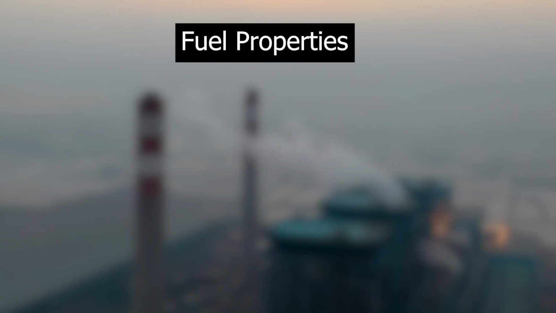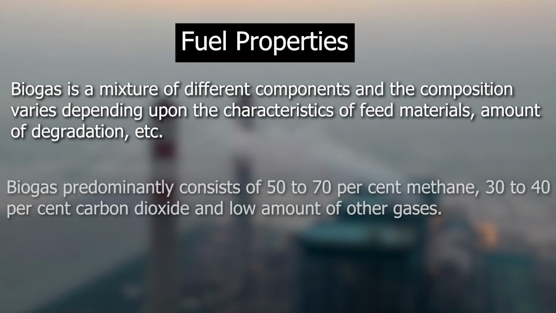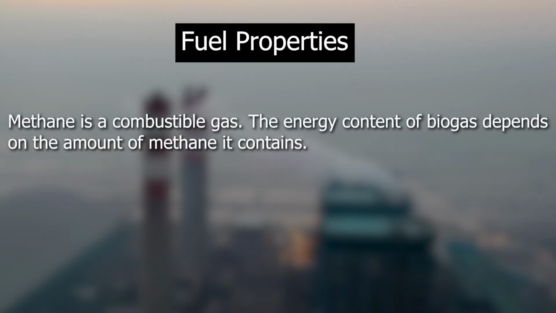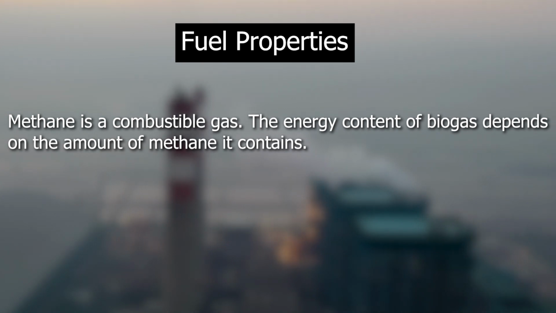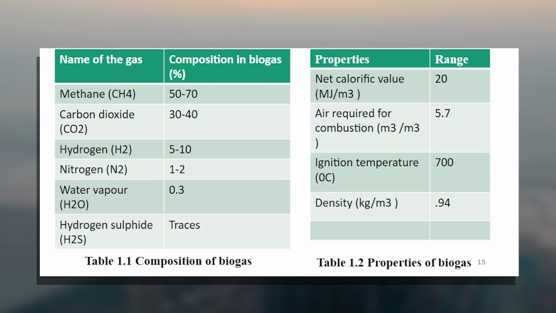Let us understand the fuel properties of biogas. It is a mixture of different components, and the components vary depending upon the characteristics of feed material, amount of degradation and others. Biogas predominantly consists of 50 to 70% methane, 30 to 40% carbon dioxide and low amounts of other gases. Methane is a combustible gas. The energy content of biogas depends on the amount of methane it contains. Methane content varies from about 50 to 70%.